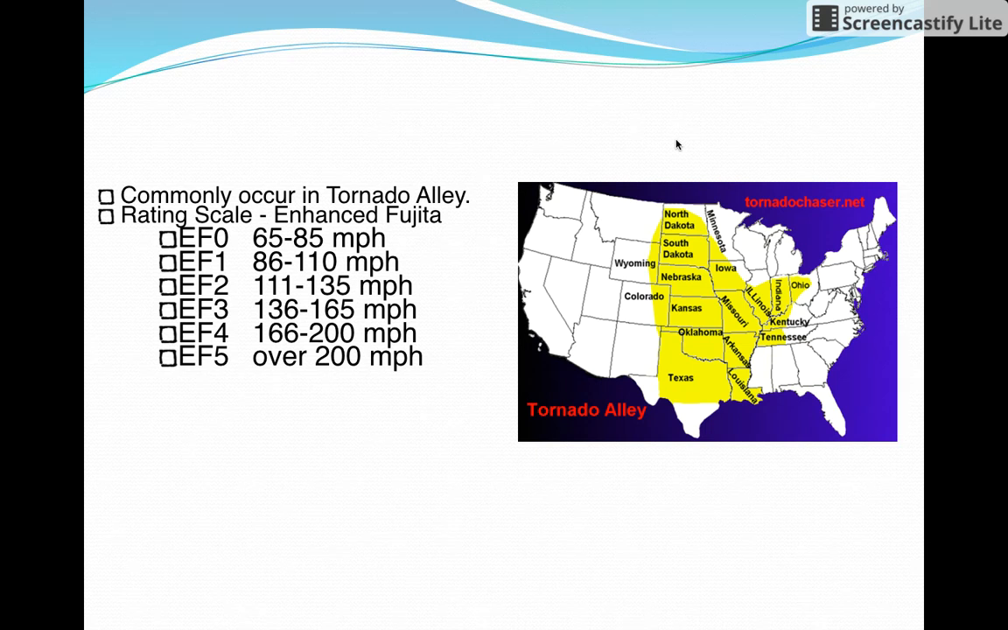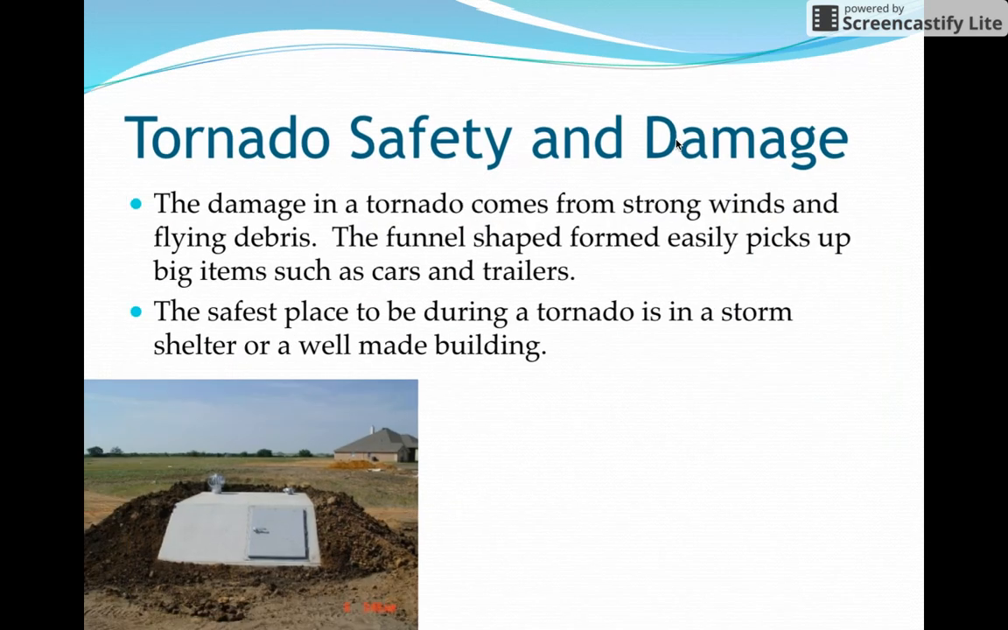Now, they are categorized by an EF scale, otherwise known as an Enhanced Fujita scale, and it's based on how fast the wind is, how fast the miles per hour is. Unfortunately, unlike a hurricane, we can't actually tell what category a tornado is going to be until after it happens. And we'll talk more about that in class.